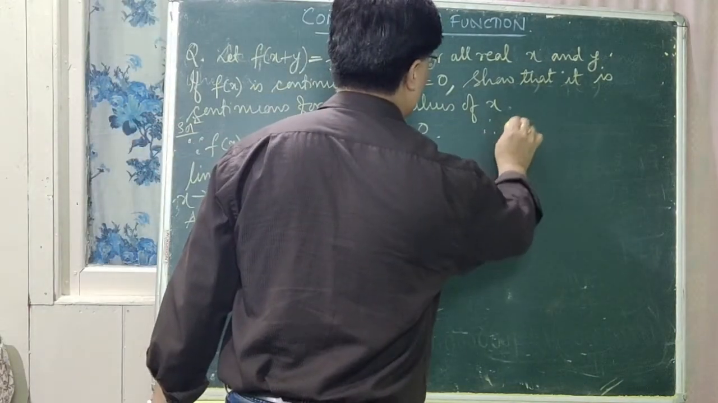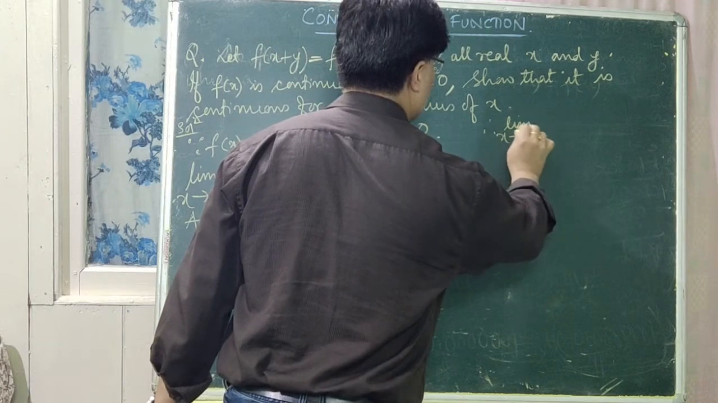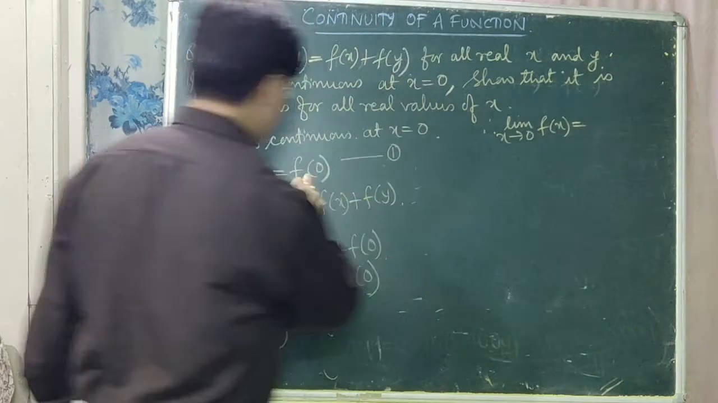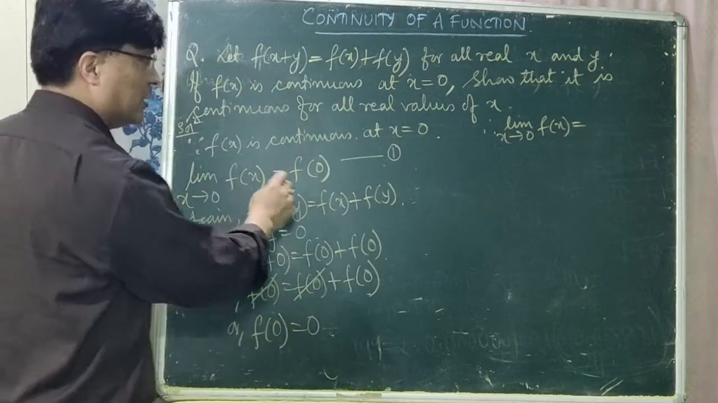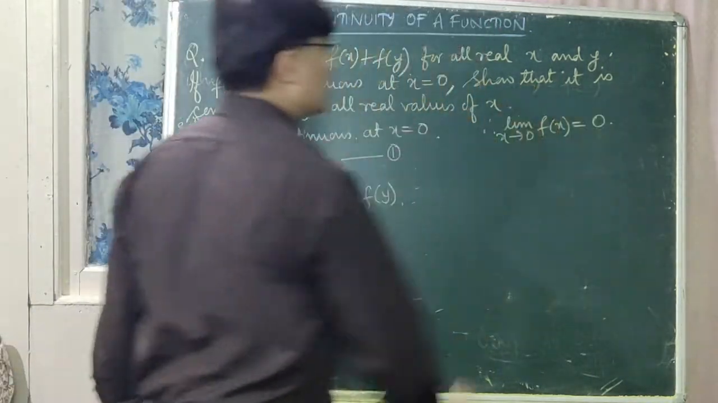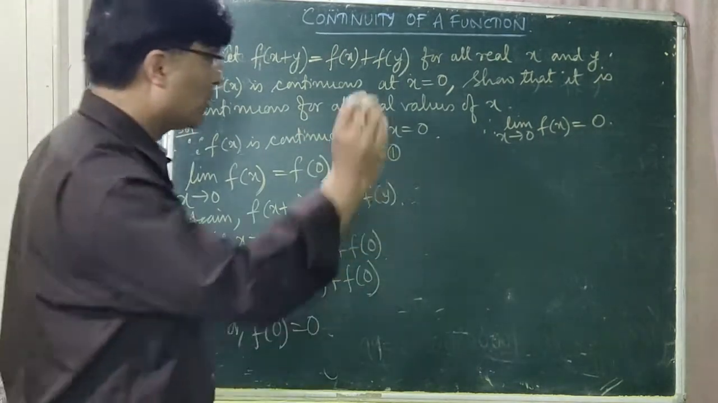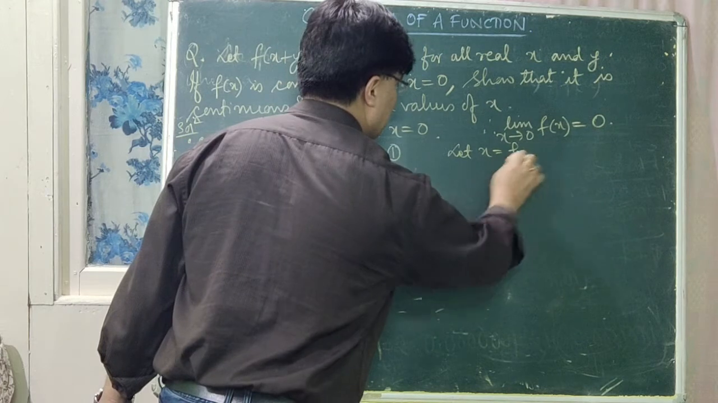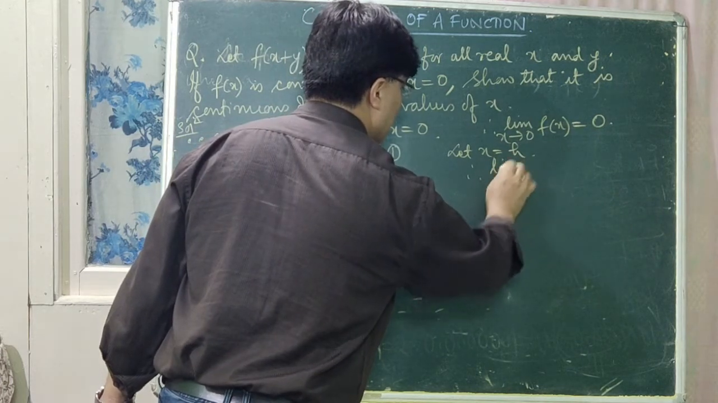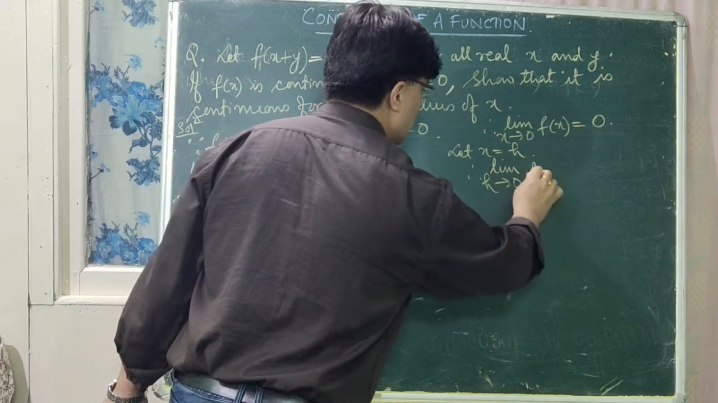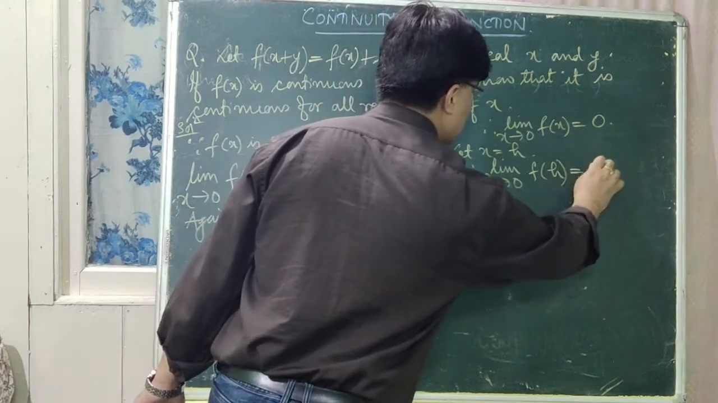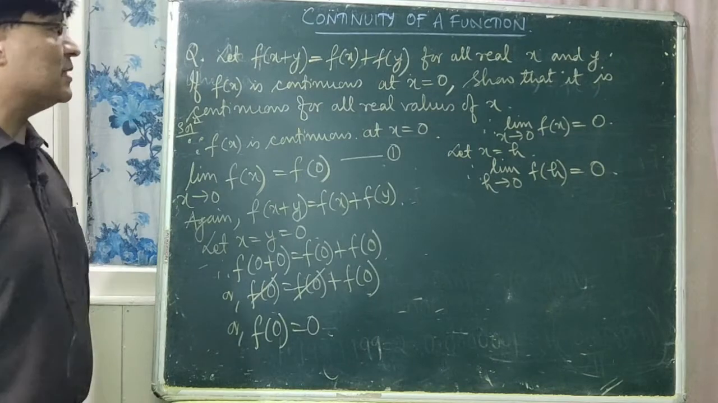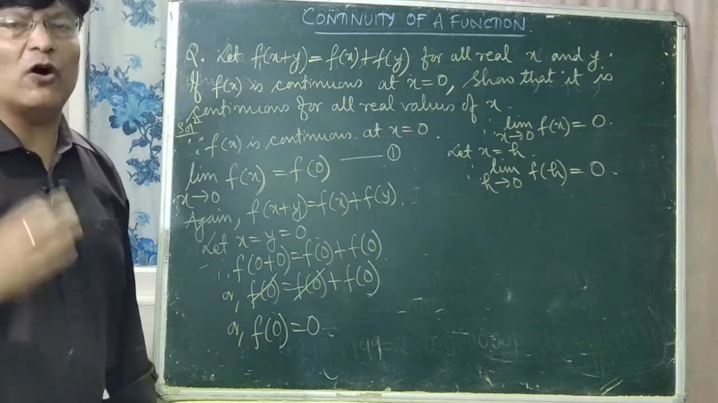So therefore limit x tends to 0, f of x is equal to, what is the value for f of 0 in this case? It is 0. So limit x tends to 0, f of x is equal to 0. So let us assume let x is equal to h. So therefore limit h tends to 0, f of h is equal to what? This is also 0.